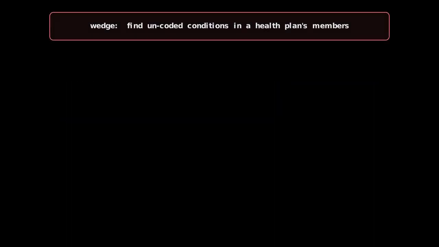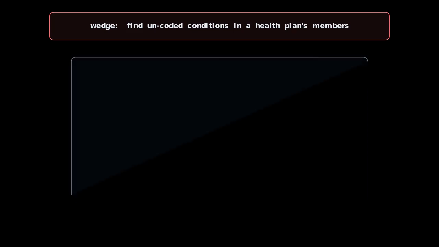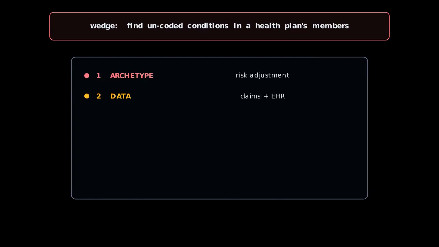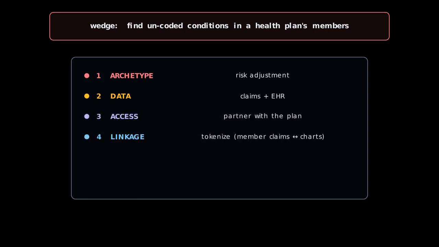Now watch everything you've learned become a single product spec. Take a concrete wedge. Help a health plan find members whose charts show a condition that was never properly coded, so their risk is captured accurately. Decision 1, the archetype, risk adjustment. Decision 2, the data, claims plus EHR. Decision 3, access, partner with the plan who already holds it.